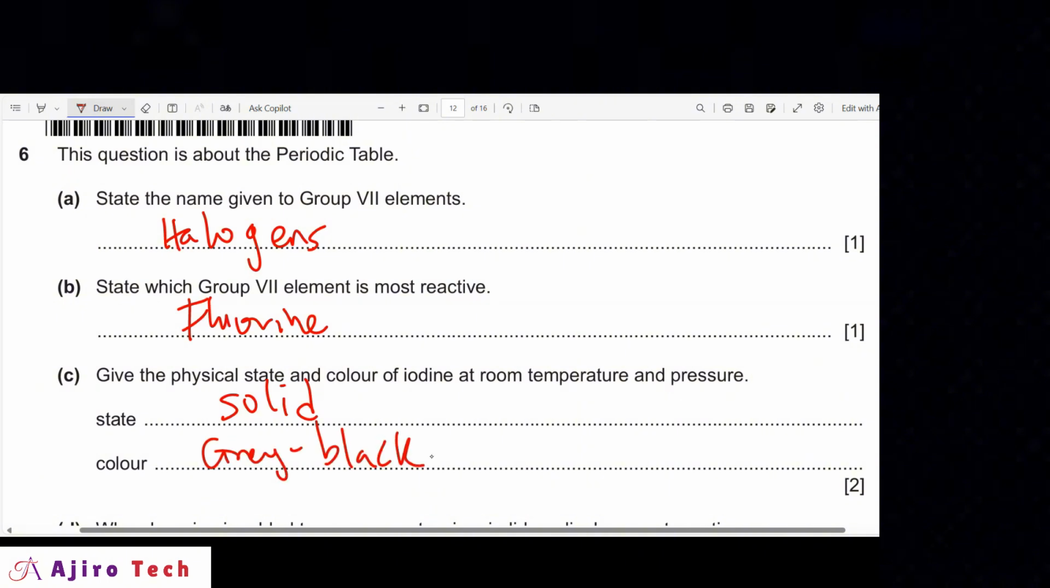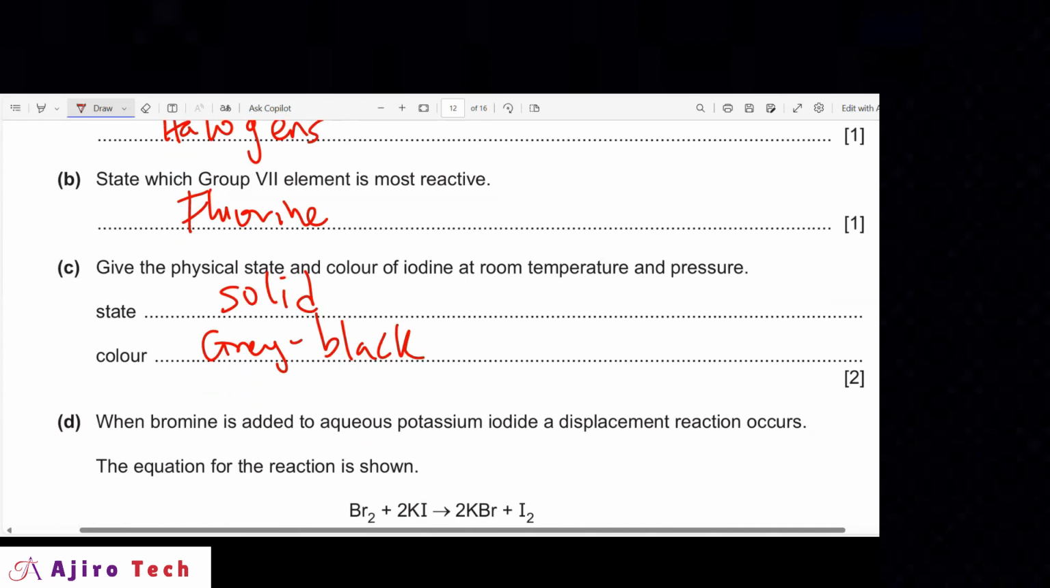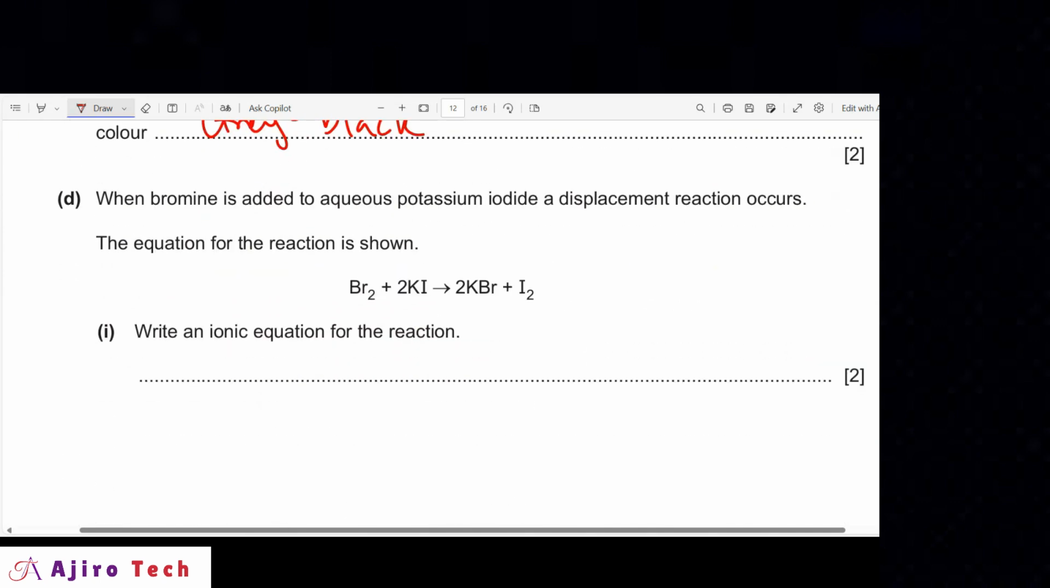Gray-black color. All right, now we have this. Write an ionic equation for this reaction. It's a displacement reaction of the halogens, basically. So the ionic equation: we're going to start with the bromine in the neutral, so Br2 plus 2I minus. Bromine has business with the I, not the K, so it's going to be displacing the I.